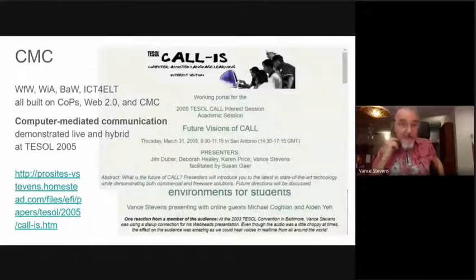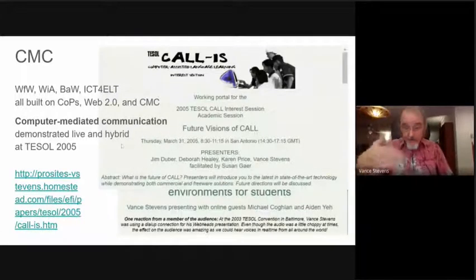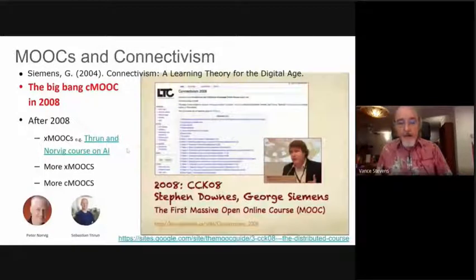But basically, we were going to TESOL conferences and involving other teachers in these computer-mediated communications tools. So this one is from TESOL 2005. And you can go there to learn more about some of the, I actually use this as an example of where you could go there to see what tools we were using in 2005.